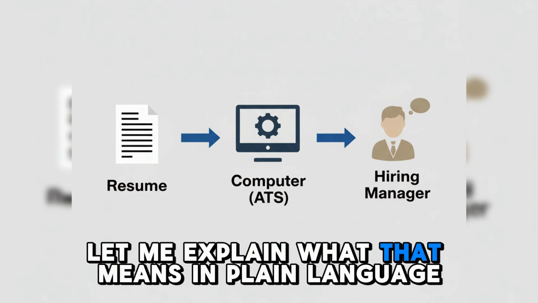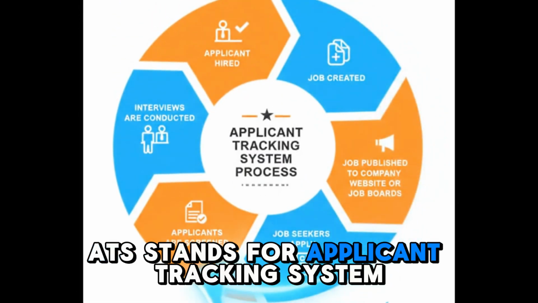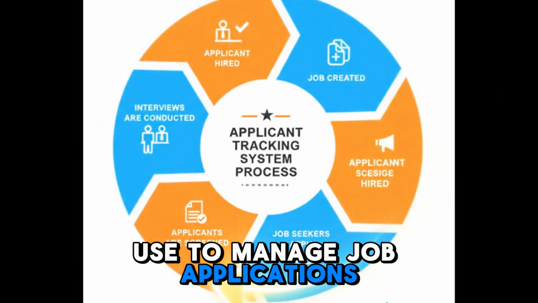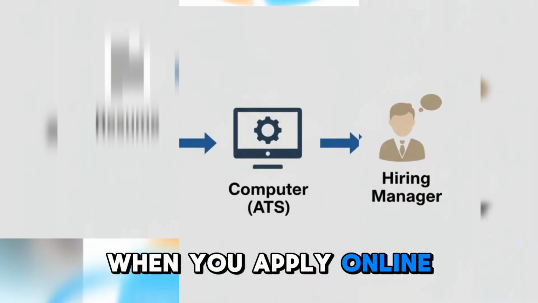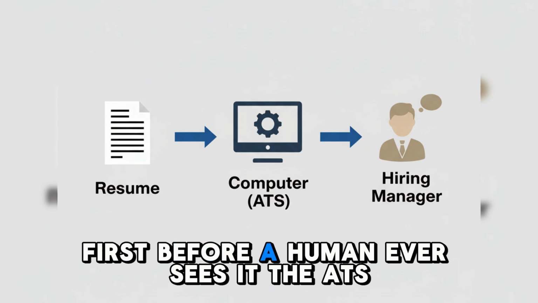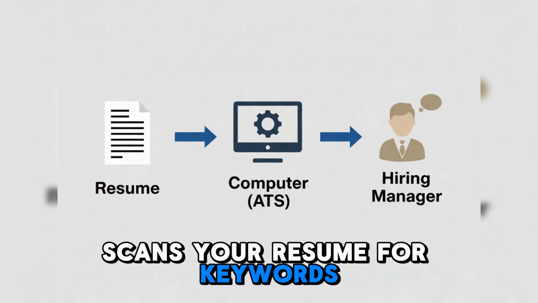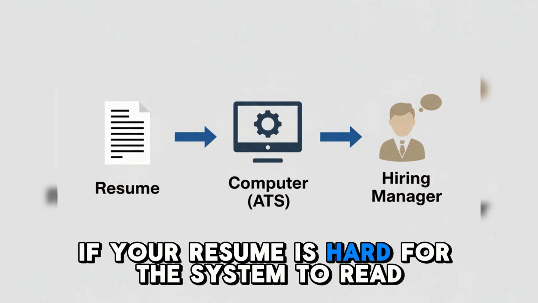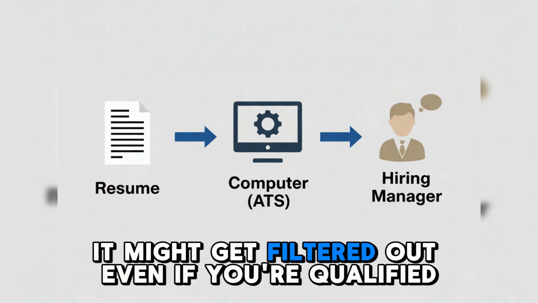You may have heard that these resumes are ATS optimized. Let me explain what that means in plain language. ATS stands for Applicant Tracking System. It's software that most employers use to manage job applications. When you apply online, your resume usually goes through the ATS first, before a human ever sees it. The ATS scans your resume for keywords, job titles, and formatting. If your resume is hard for the system to read, it might get filtered out, even if you're qualified.